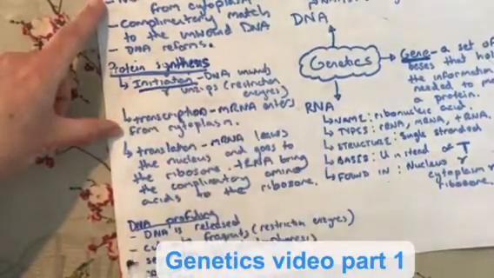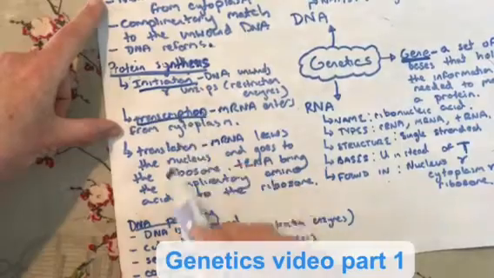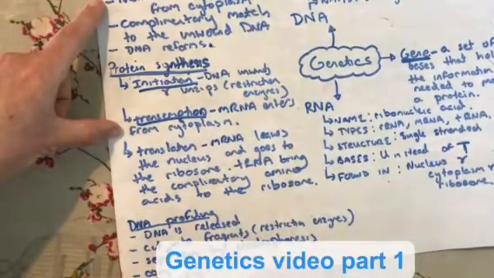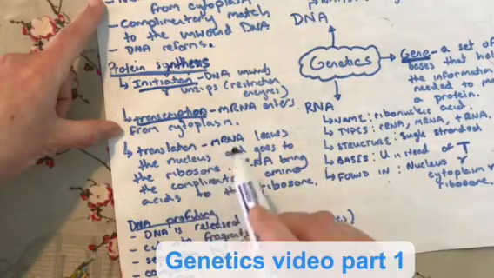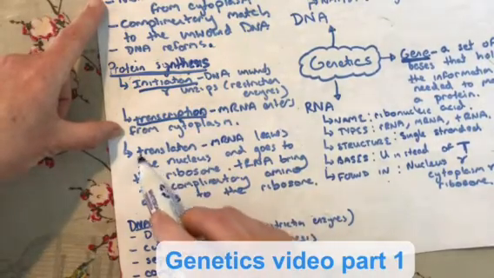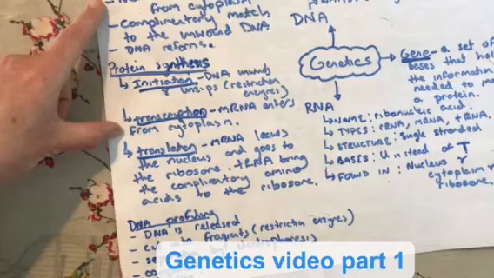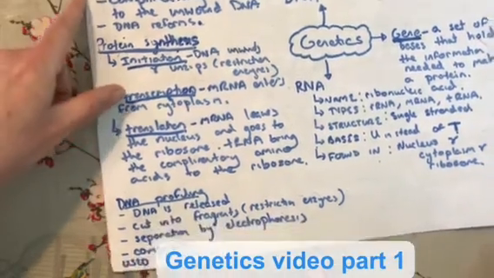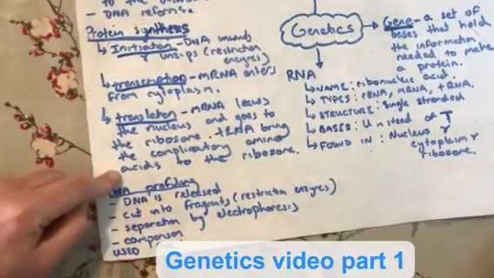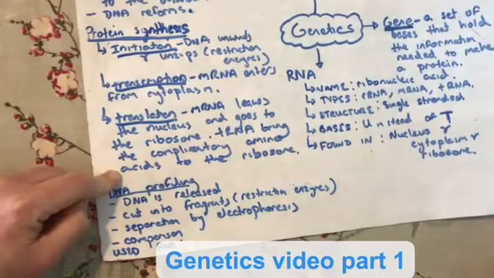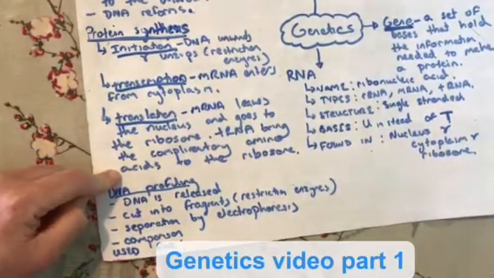So initiation, DNA unwinds and unzips. Transcription, mRNA enters from the cytoplasm, okay, and will basically take the code that's there from the DNA. Translation, mRNA leaves the nucleus and goes to the ribosome. tRNA brings the complementary amino acids to the ribosome, and your protein is synthesized and therefore has its effect. So that's your protein synthesis.